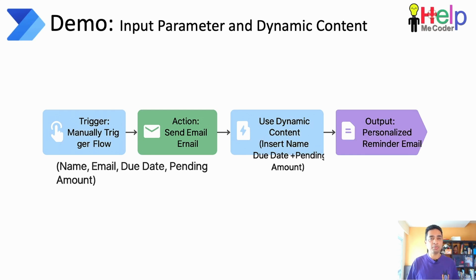For the input parameter, we'll be manually triggering a flow and collecting some information on every new flow run. Based on those inputs that we collect, we will be dynamically sending emails to all those people. We will be collecting the name, the email, the due date, and the pending amount. These are all the different values that we are going to collect when we start the flow, and then we'll be sending out different emails to different people based on these values dynamically. Let's go into the flow and see how it is done.